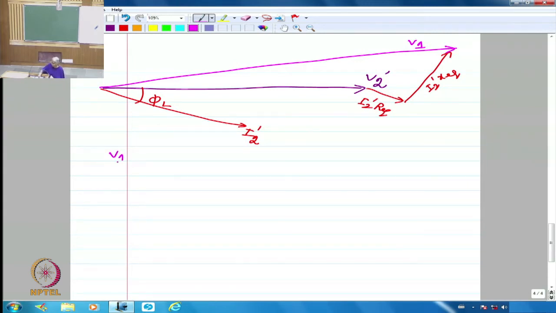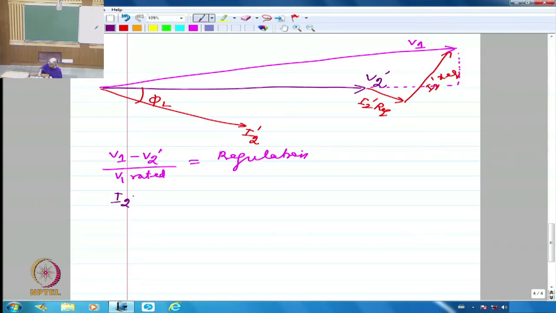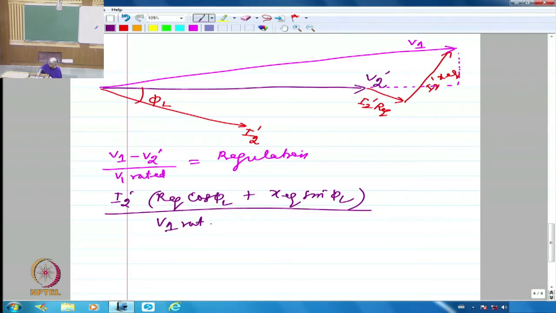So V1 minus V2 dash divided by either V1 rated or V2 dash rated, either way is fine, is the regulation. And when we actually calculated, we said we can neglect this vertical portion. That's how we got the expression as I2 dash R equivalent cos phi L plus X equivalent sin phi L divided by V1 rated. This is approximately the regulation.